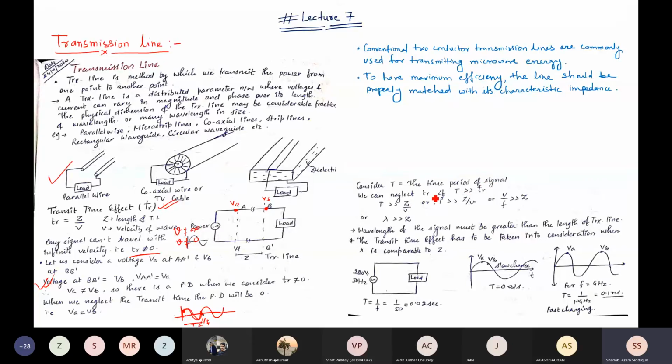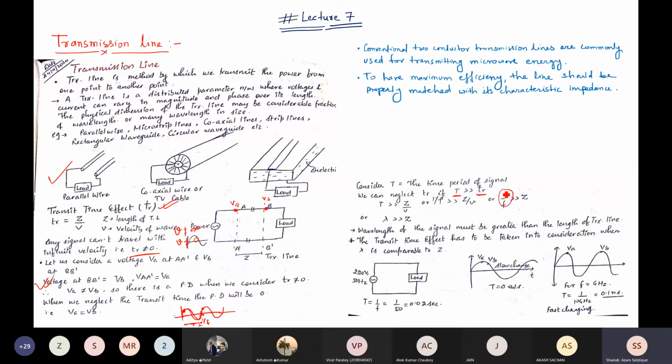So we can neglect TR if T is greater than the transit time. If you are sending your signal at this point, you should reach the load side before coming to this point. That means the transit time should be less than the time period of the signal. So capital T should be greater than Z upon V, because TR is nothing but Z upon velocity, where Z is the length of the line and V is the velocity. Time period is 1 upon f, so 1 upon f should be greater than Z upon V. Taking V to this side, V upon f should be greater than Z.